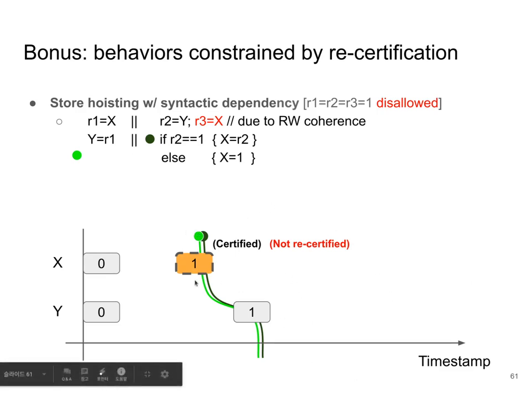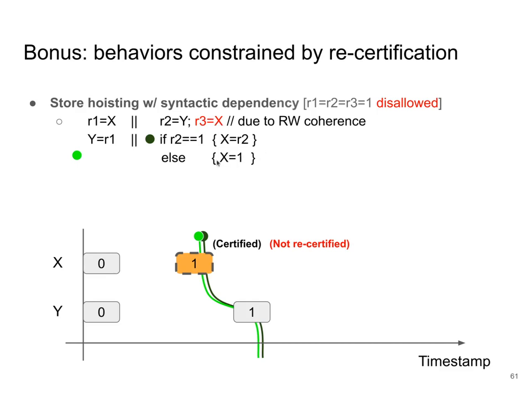It is on the current view that this cannot be fulfilled by the second thread in the promising semantics. And that's the reason why this behavior is forbidden. Or in other words, x equals 1 cannot be hoisted across this instruction, the reading from x, if this read needs to read from the later store here.